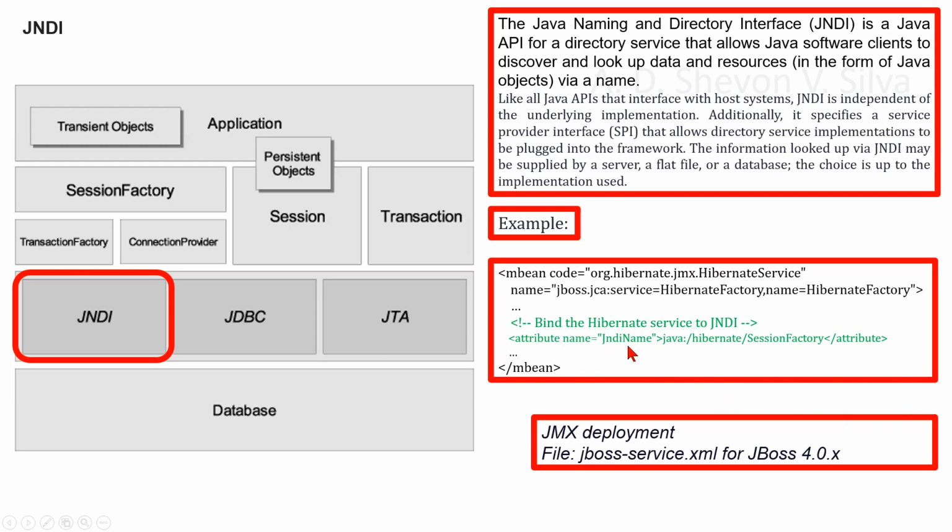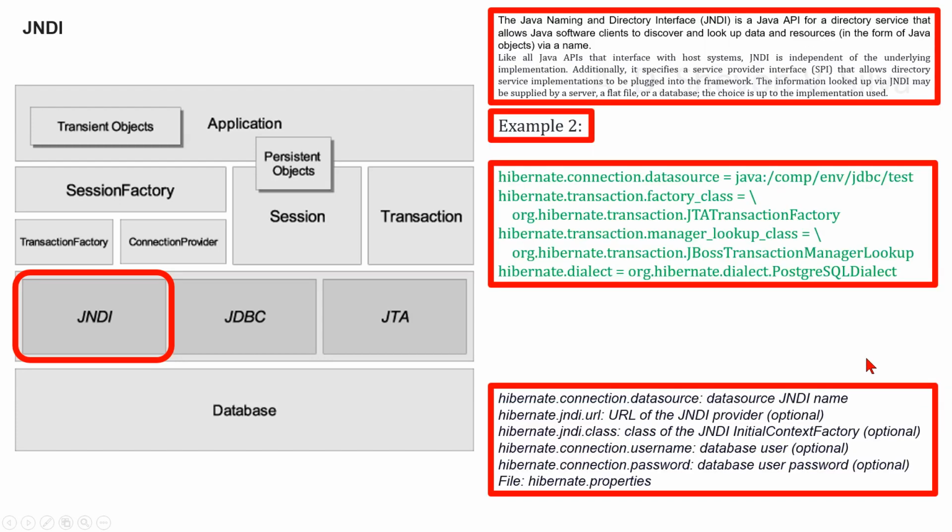Here you can see bind the Hibernate service to JNDI here. JNDI name and this one. This is jboss-service.xml for JBoss 4.0.x. As an example too, we can consider this.